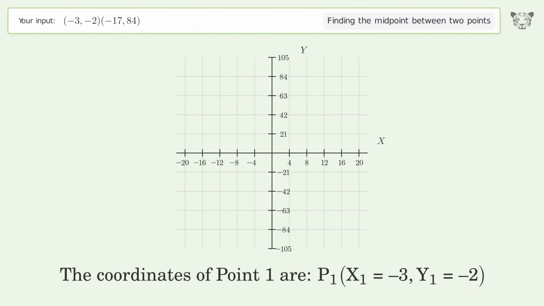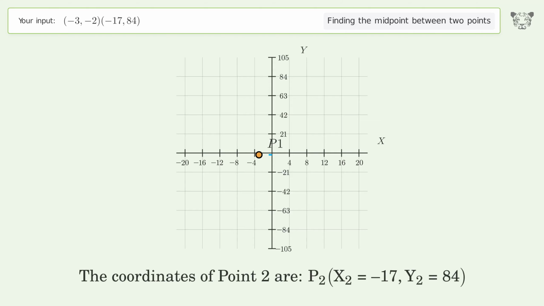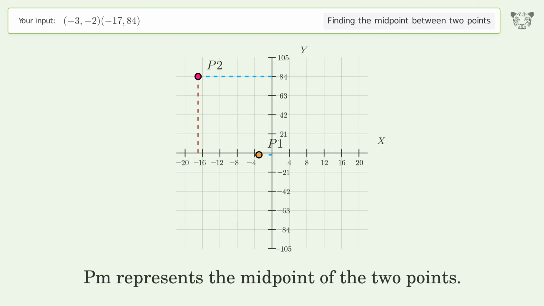The coordinates of point 1 are, x1 equals -3, y1 equals -2. The coordinates of point 2 are, x2 equals -17, y2 equals 84. PM represents the midpoint of the 2 points.